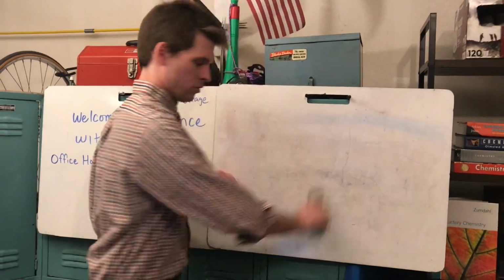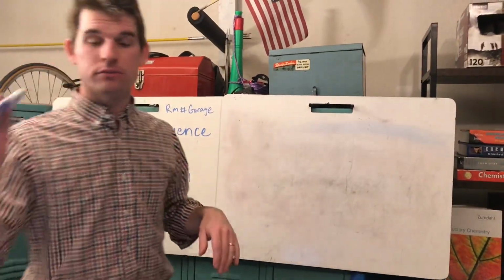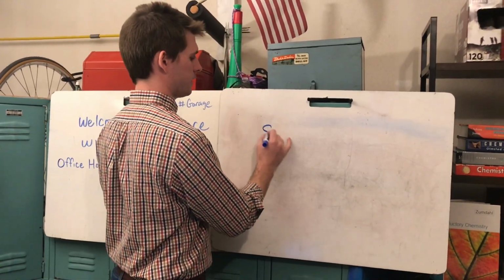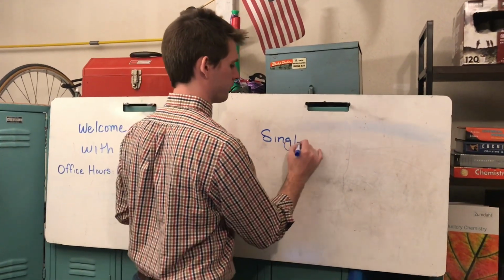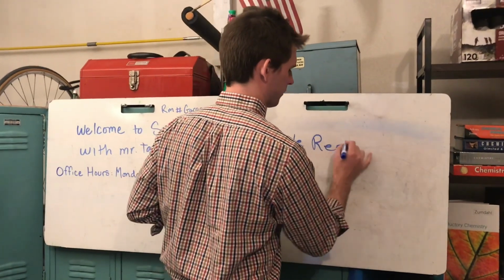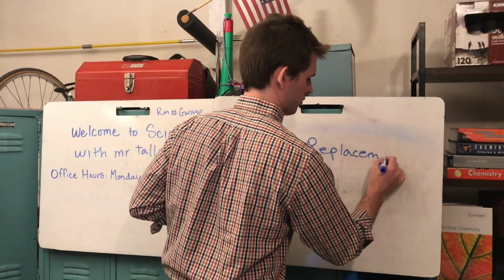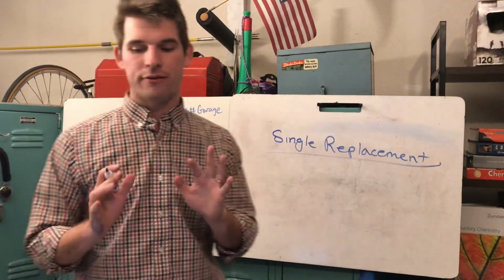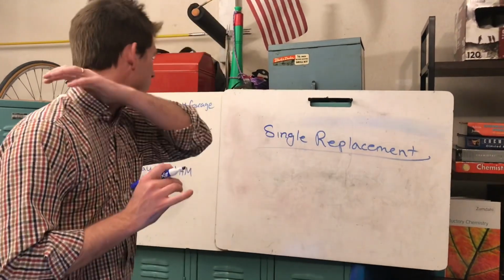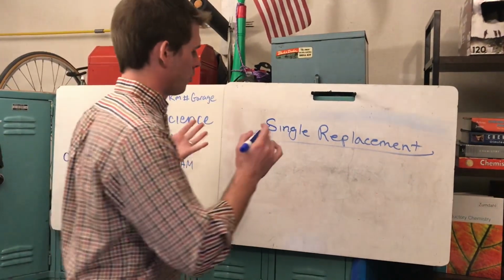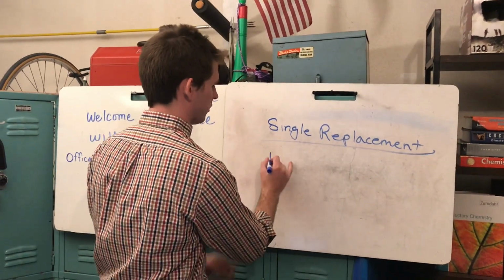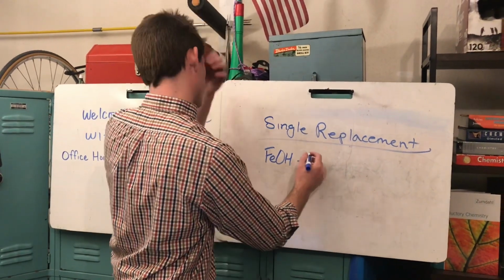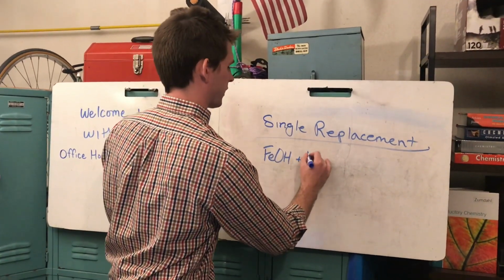Okay. The third type of reaction on our cheat sheet, or on our study guide, is the single replacement. Okay, and I'm going to give you some tips to be able to identify this, but let's just write down an example real quick. Let's do iron oxide plus something that's more reactive like sodium.